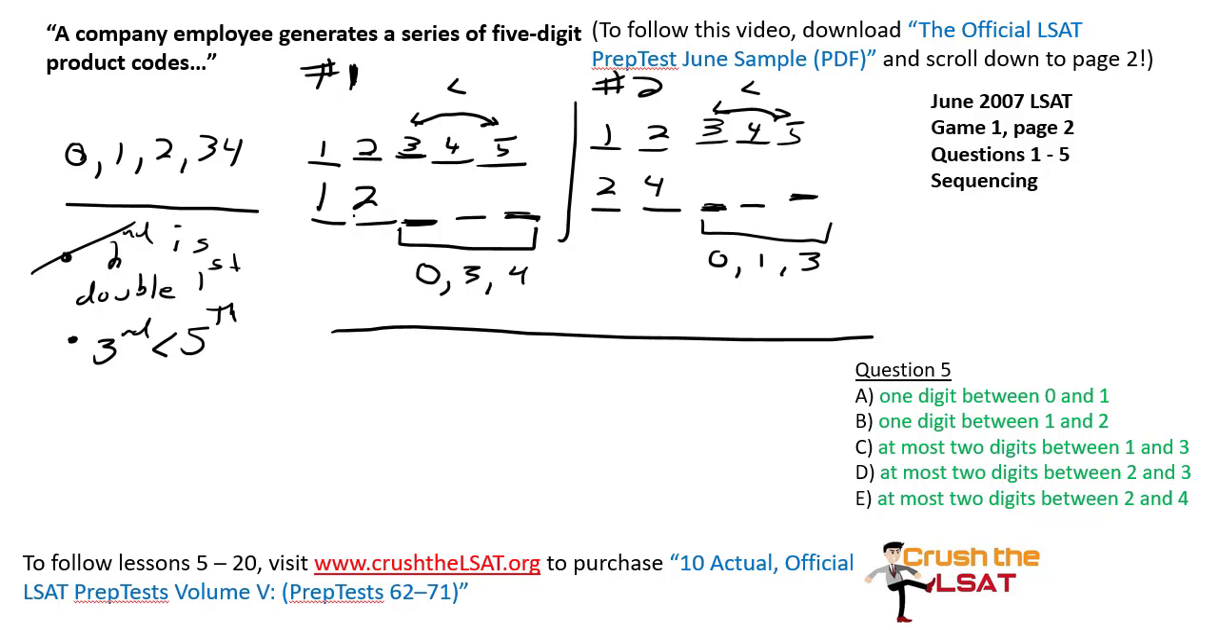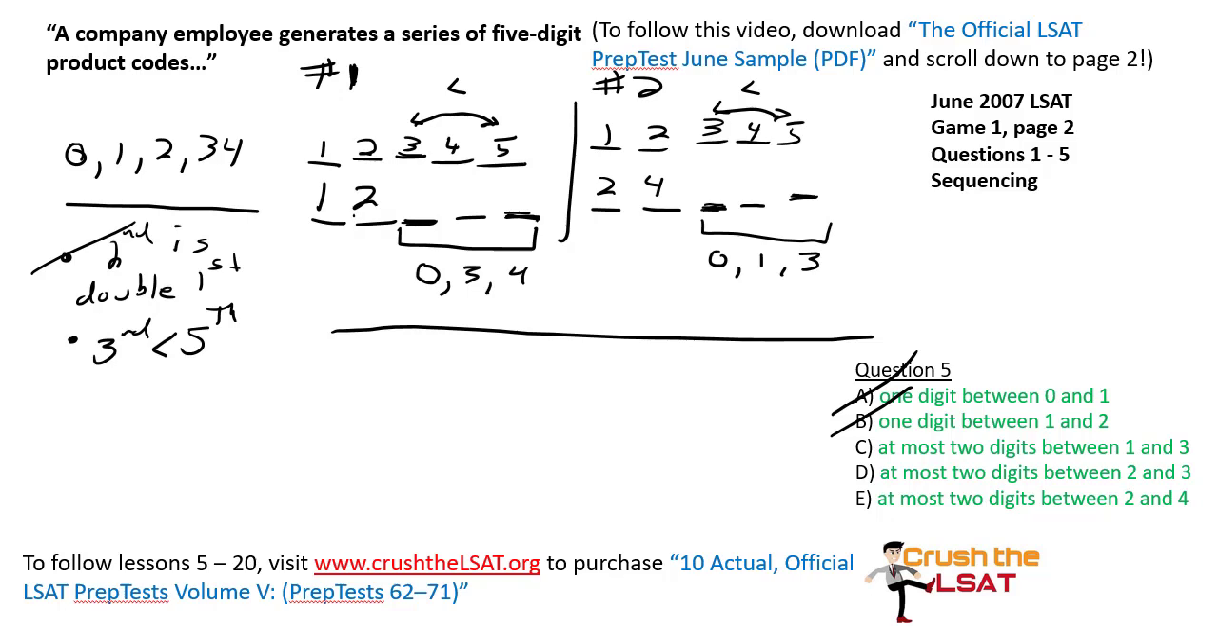Answer A, exactly 1 digit between 0 and 1. Exactly 1 digit? Well, let's look up on the left-hand side. World 1. No, digit 0 could be in the 4th slot. So A is out. How about B? Exactly 1 digit between digit 1 and 2. Well, that one's gone right away. You just look at scenario 1. That one's out. How about C?